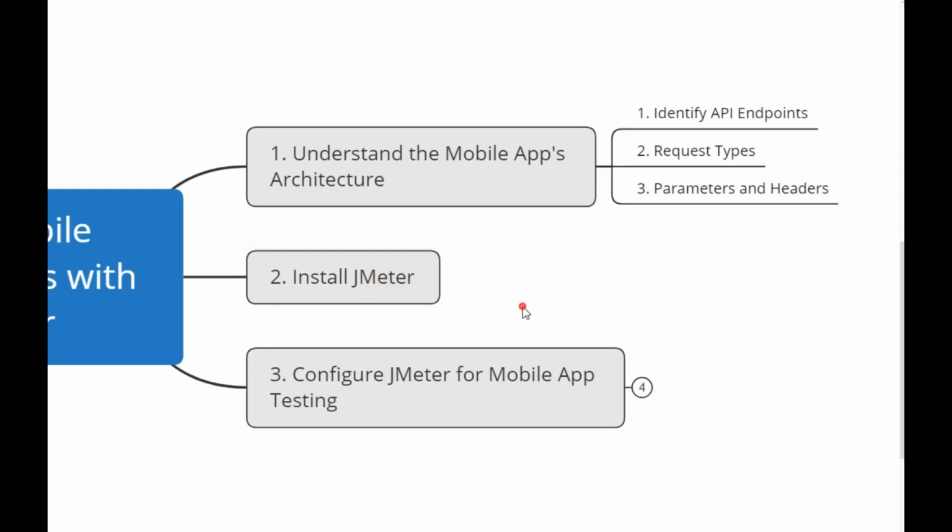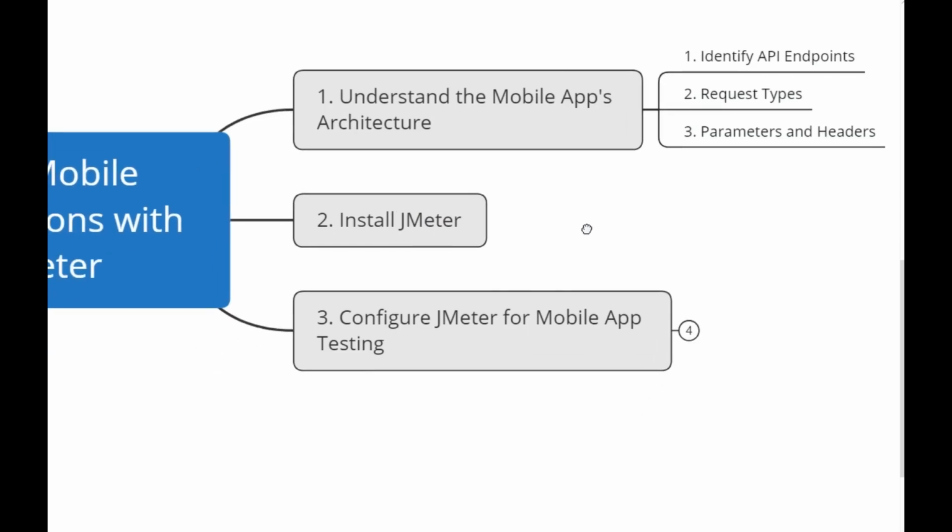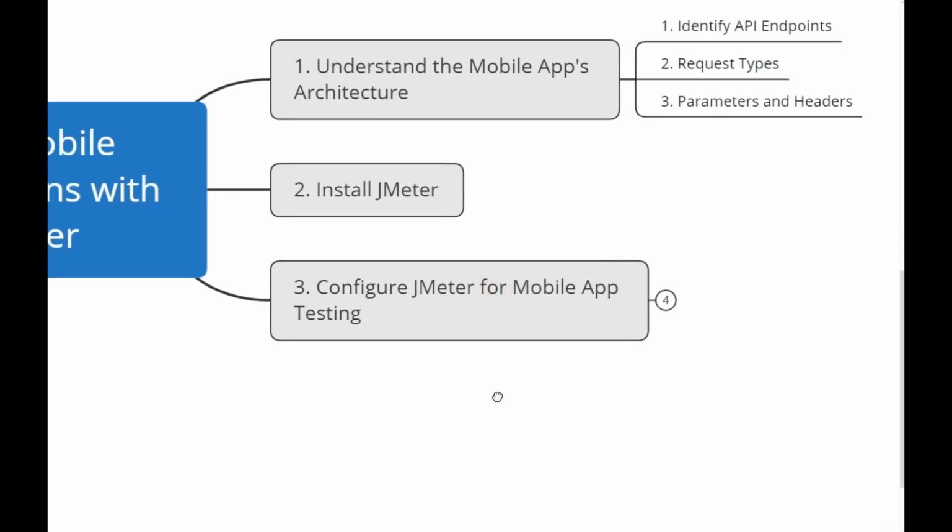We need to have JMeter installed on our system. We need to configure JMeter for mobile app testing. To test the backend APIs used by the mobile app, we need to configure JMeter as a proxy server to capture the HTTP requests sent by the app.